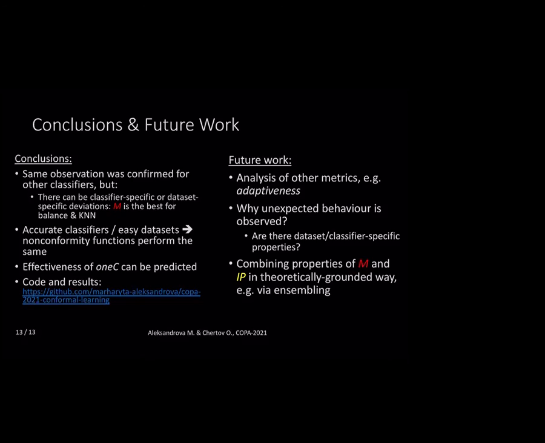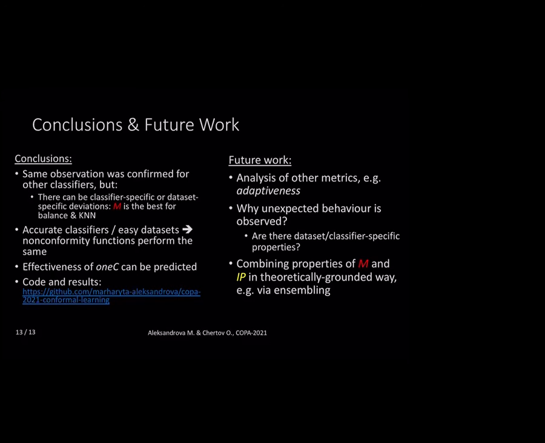For example, margin can be the best choice for some classifiers and for some data sets. We also observed that the efficiency of the nonconformity functions depends on the accuracy of the baseline classifier and how easy the data set is. And the effectiveness of the 1C metric can be sort of predicted from the baseline performance of the classifier, and we can evaluate if we should use this metric or not. The code and results are available using the following link.